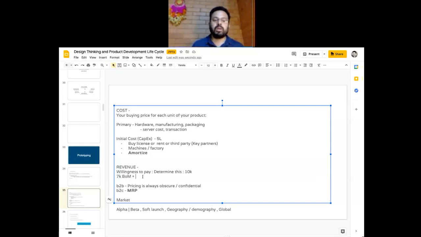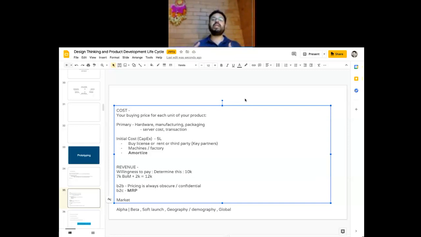So now I will load say 2,000 rupees on the initial pieces, and then I will keep a margin of another 5,000 rupees, so I'm going to sell my product at 12k, right? Say this is what you start with. So 5 lakhs divided by 2,000, right? That many units minimum you have to sell to break even, right?